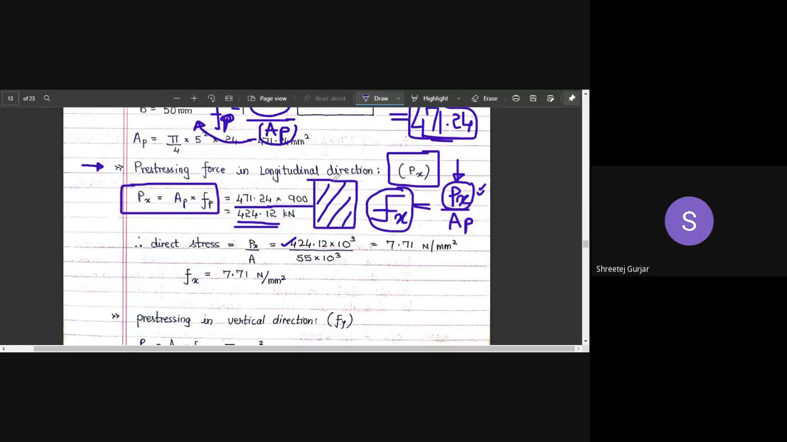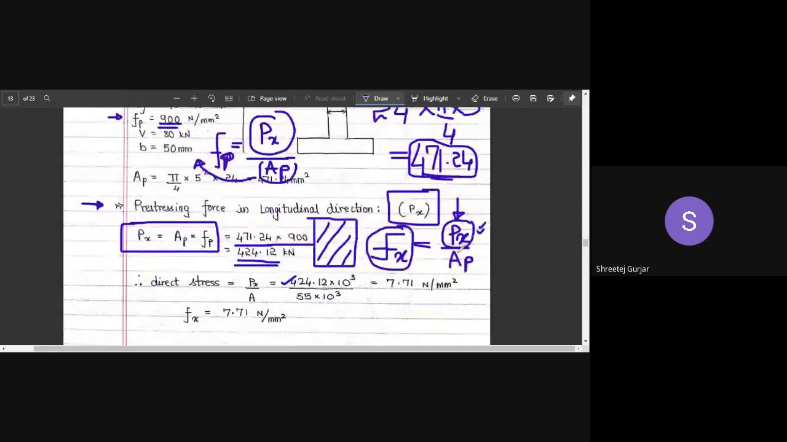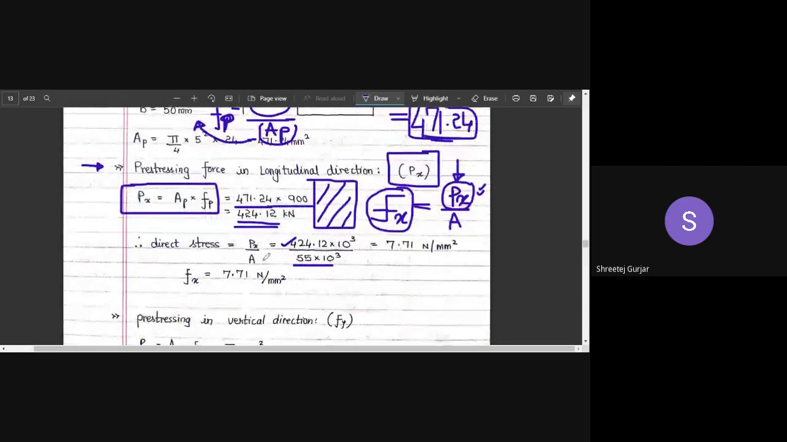Here we do not have a rectangular section, we have an I section, and the total cross-sectional area of this section is also provided. The total cross-sectional area, capital A, is given to us, no need of calculation. So this force divided by the total cross-section area, which is given as 55 into 10 power 3 mm square, Px divided by cross-sectional area will give us the stress in the X direction, that is 7.71. So we have calculated Fx.